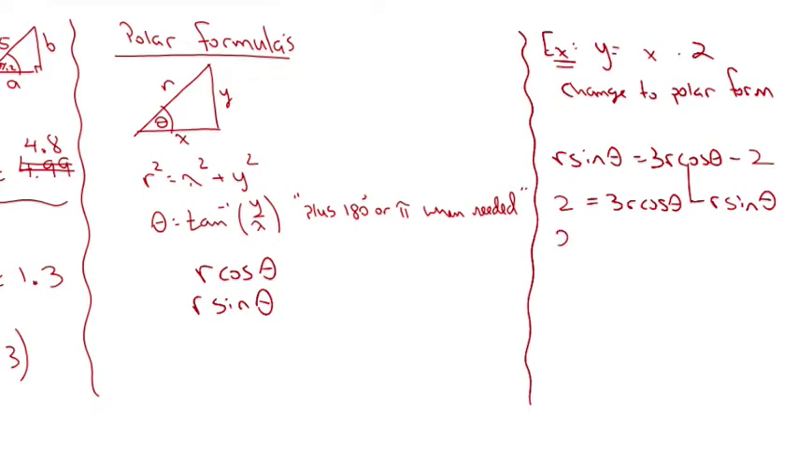Kick r out. So you get 2 equals r times 3 cosine theta minus sine theta. There's not much you can do with 3 cosine theta minus sine theta. You just divide it over. So r equals 2 over 3 cosine theta minus sine theta. In polar language, that is the equation of that line, and it graphs that line. Now I've got to describe how it graphs it. This is the cooler part.